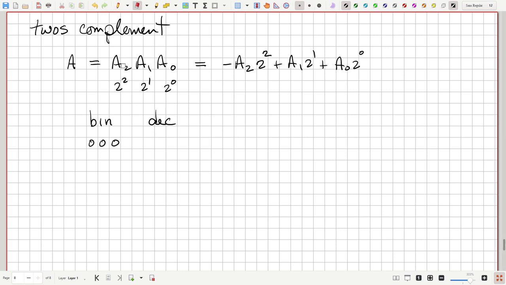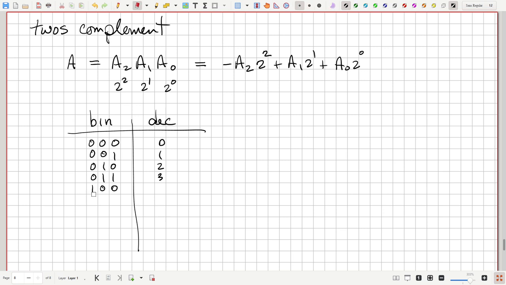So if the most significant digit is 0, then you don't have any negative component, and you just get a non-negative number with these two digits as we've done before. So 0, 0, 0, 0, 0, 1, 0, 1, 0, 0, 1, 1. That's going to be 0, 1, 2, 3, just like all of our other number systems. Now we go 1, 0, 0.